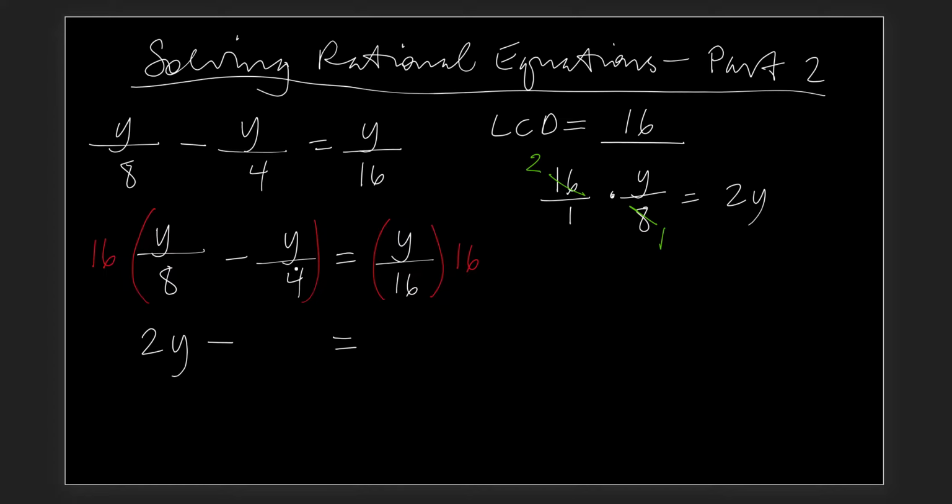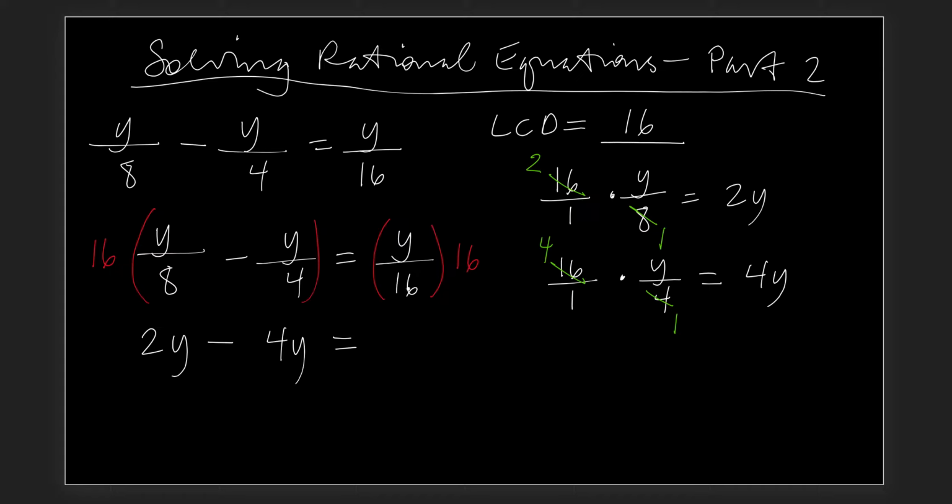Now we do 16 times y over 4. We take it over here and write it as 16 over 1, so we can look at it that way, times y over 4. So we can cross cancel, 4 goes into 4 one time, 4 goes into 16 four times, and you can see what we get. That's 4y over 1, or 4y. So this gets replaced by 4y.